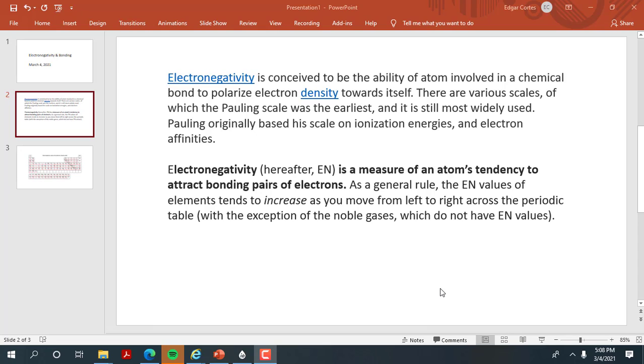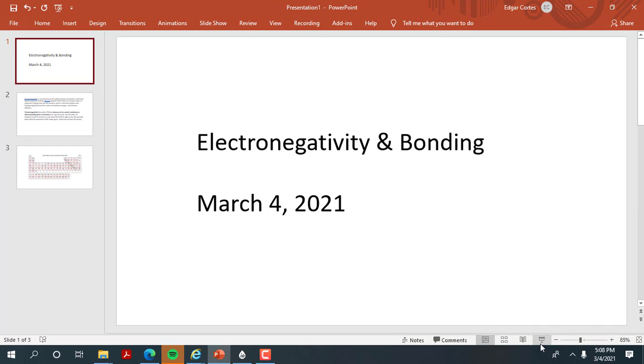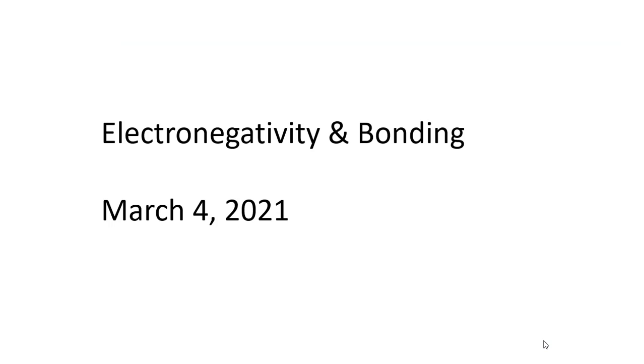This is Chem 102. Chem 102 is organic chemistry. This afternoon, our topic is about electronegativity and bonding. So we'll give you a brief background on what electronegativity and bonding are. And today is March 4, 2021.